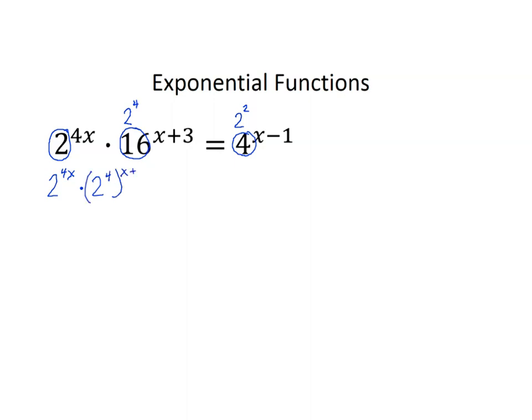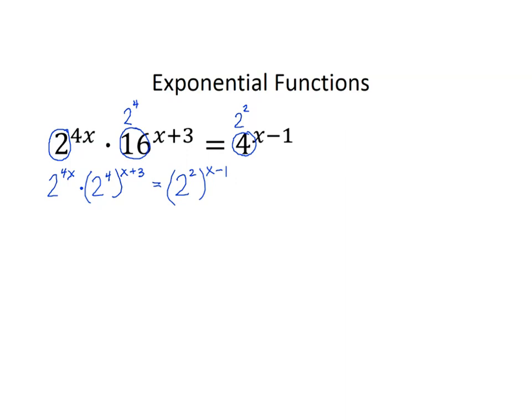So I'll have 2 to the 4x times 2 to the 4th raised to the x plus 3, and 2 to the 2nd raised to the x minus 1. Now, just like we saw in the last problem, I've got a power of a power, right? My 2 to the 4th is being raised to a power. So what do I need to do with these two exponents? I need to multiply them.